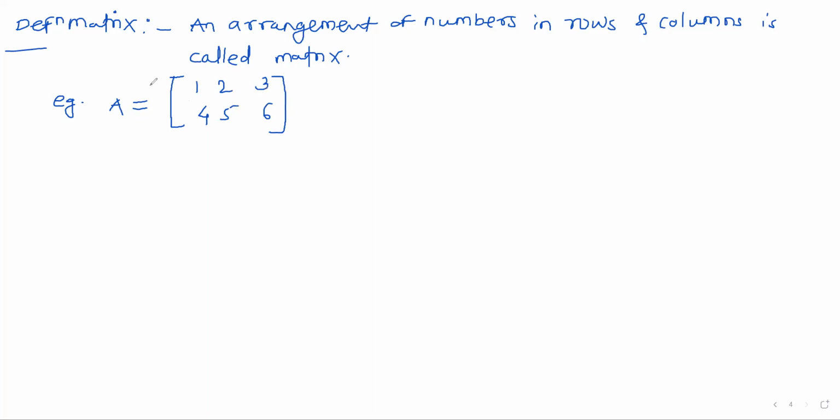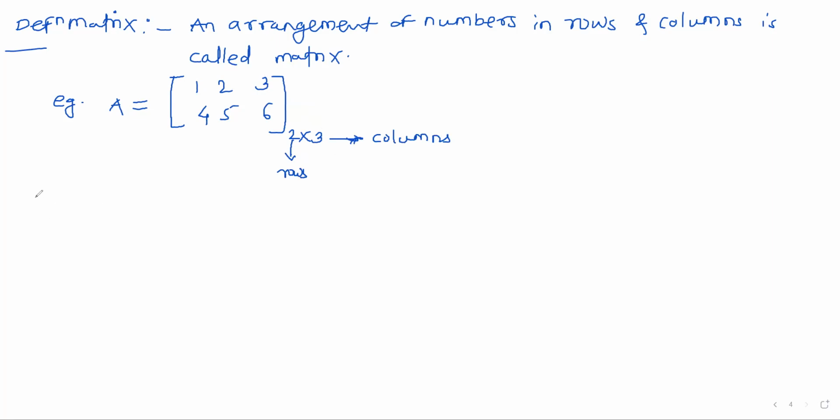These are called rows, first row, second row, and these are the columns: first column, second column, third column. This will be its order. There are two rows and three columns, so its order is 2 by 3, right? This is a rectangular matrix, right?